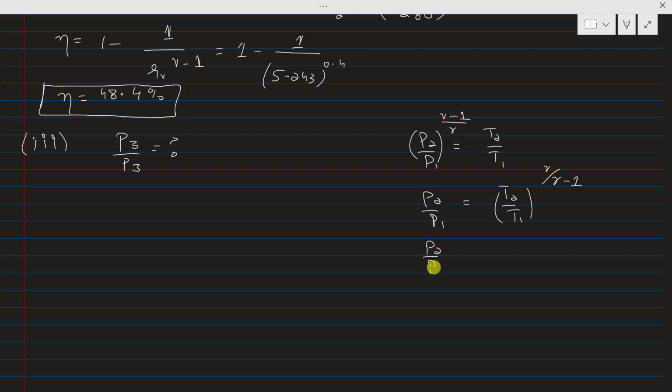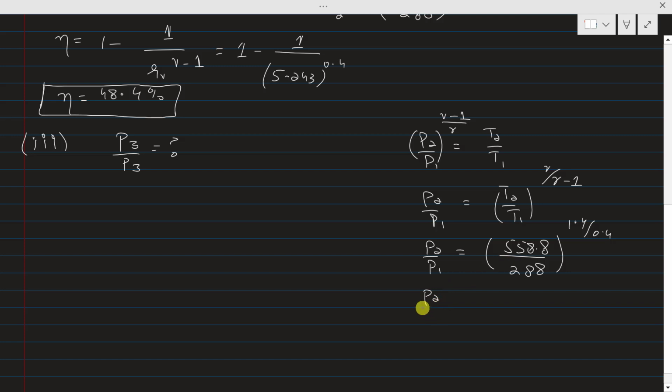Now just simply put the corresponding values. What is T2? That is 558.8, and T1 value is 288, and gamma is 1.4 divided by 0.4. So after doing the calculations you will get the P2 divided by P1 value, that is almost 10.175. Let's say we call it equation A.